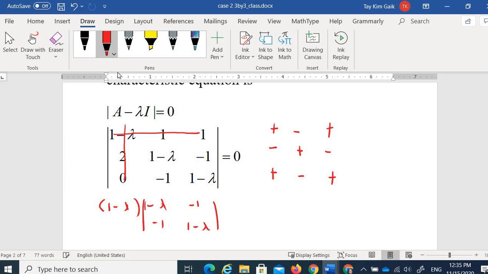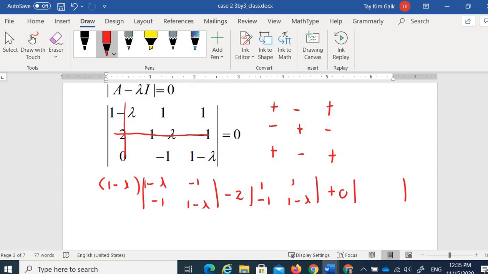Then I take second row, first column. The sign is negative, so negative 2. You cross out the second row and first column, so left with 1, 1, negative 1, 1 minus lambda. And the last, third row, first column, is positive times 0, and 0 times anything will be 0. Then you just need to calculate two determinants here equal to 0.